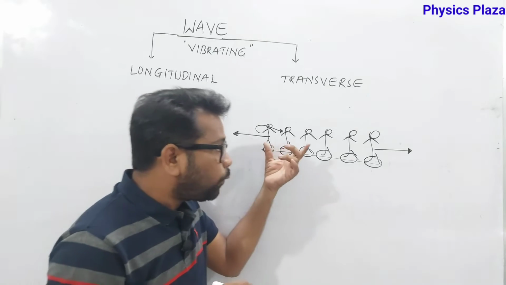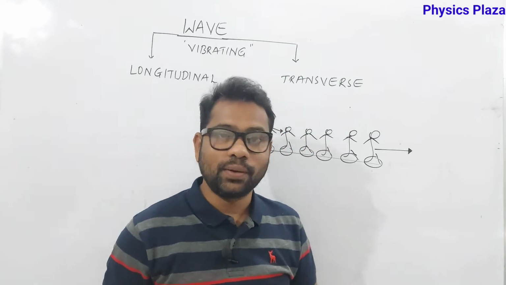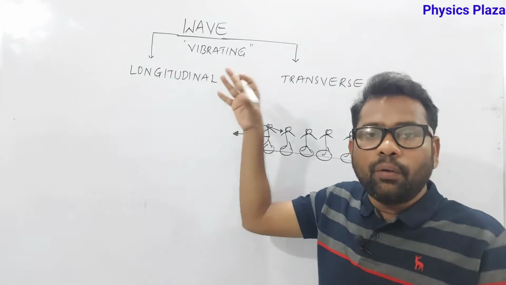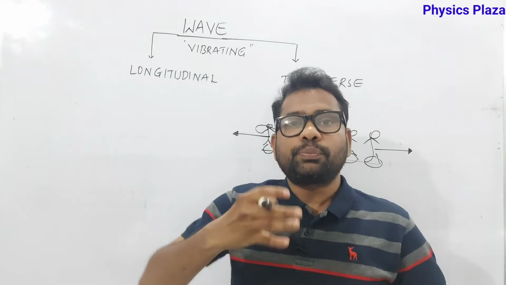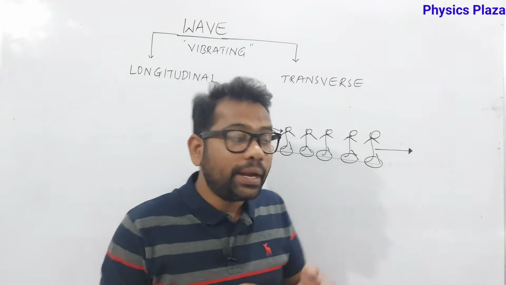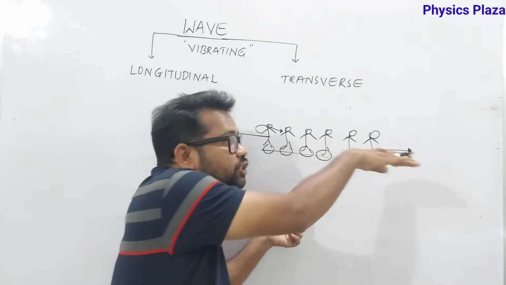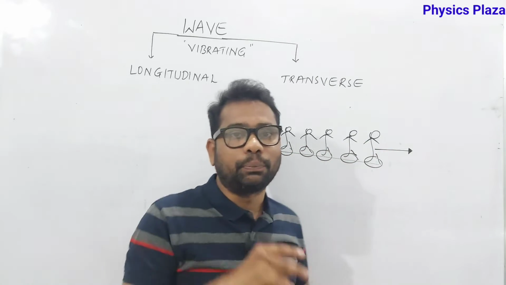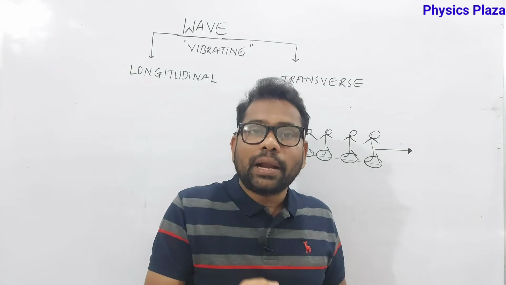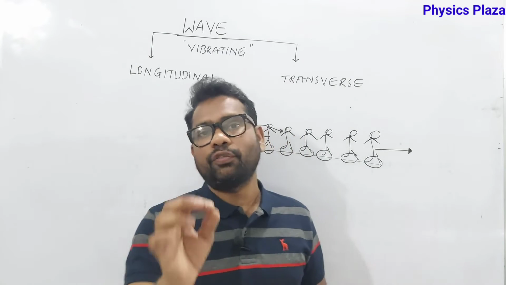So this is what exactly happens with the longitudinal wave. Which means what, dear children? Whenever a longitudinal wave is propagating, the molecules of the medium vibrate parallel to the direction of propagation of the wave. Children, it's very, very important. The molecules of the medium vibrate parallel to the direction of propagation of the wave.